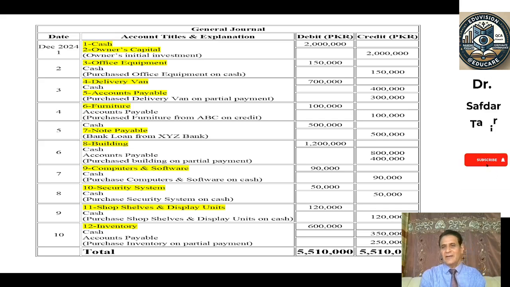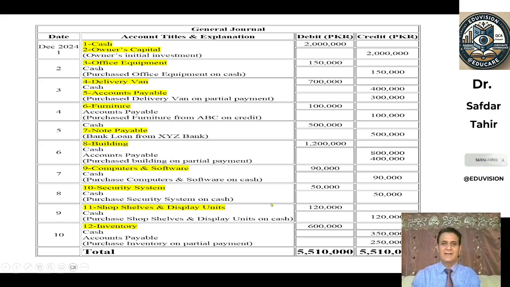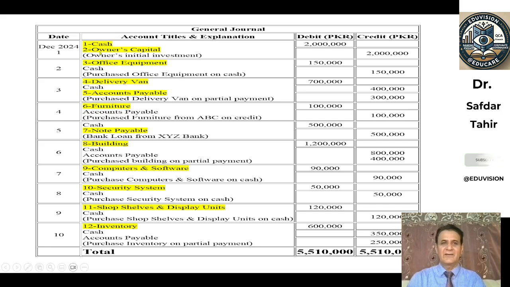These are the transactions we have already made. Count the transactions, how many accounts are in these transactions. Certainly, there are 12 accounts, like cash, owner's capital, office equipment, delivery vans, accounts payable, furniture, notes payable, computer and software, security system, shop shelves and display units, and inventory. These are the different ledger accounts in these transactions. This is the first register of accounting, which is called the general journal.